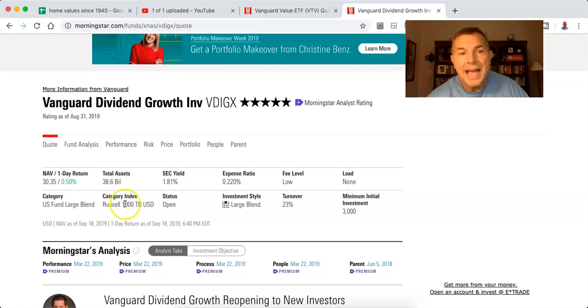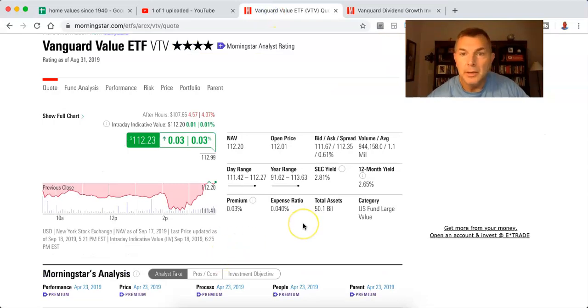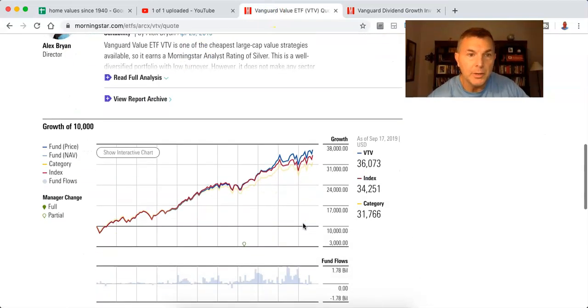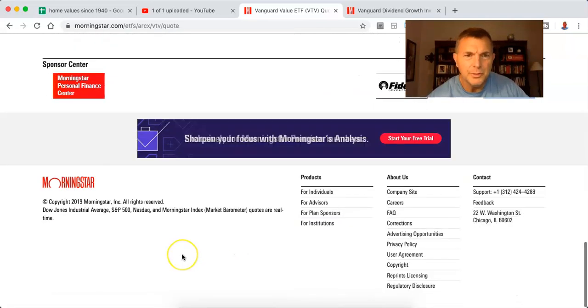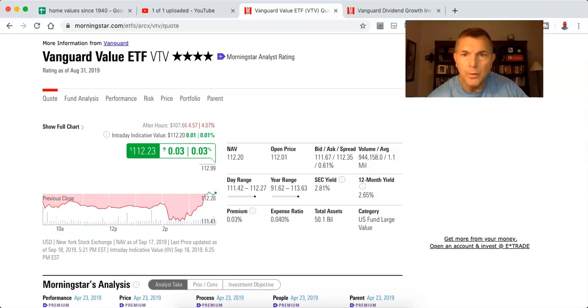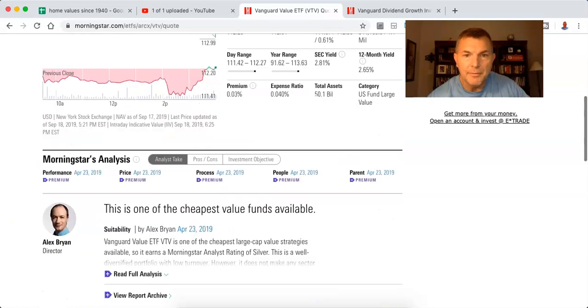A Russell 1000 total return is his benchmark. So that's growth and value. The Russell 1000, where the VTV, let's see what they have for a benchmark here, is going to be, I'm sure it's just a large cap value. And this is weird. It's two different things here, right? It's hard to follow. Anyway, I imagine it's going to be the large cap value.